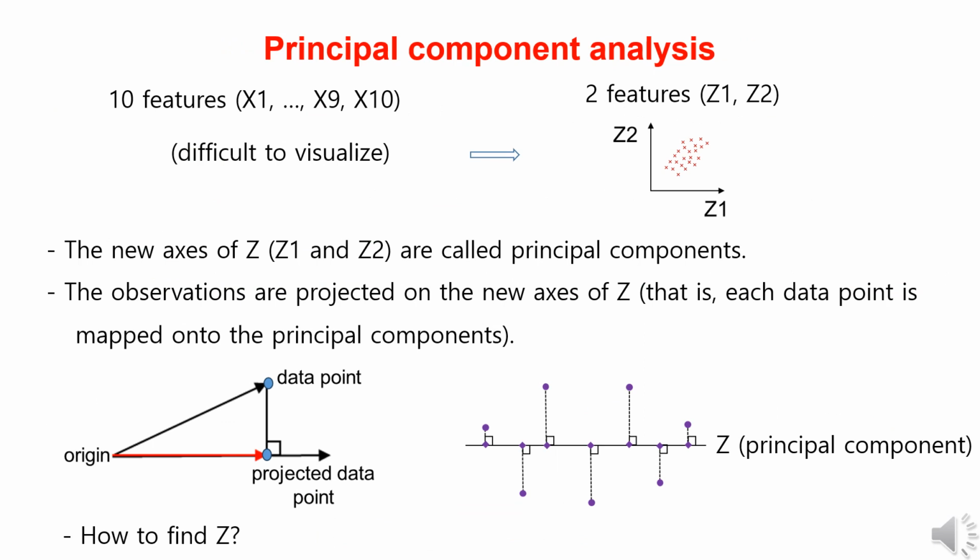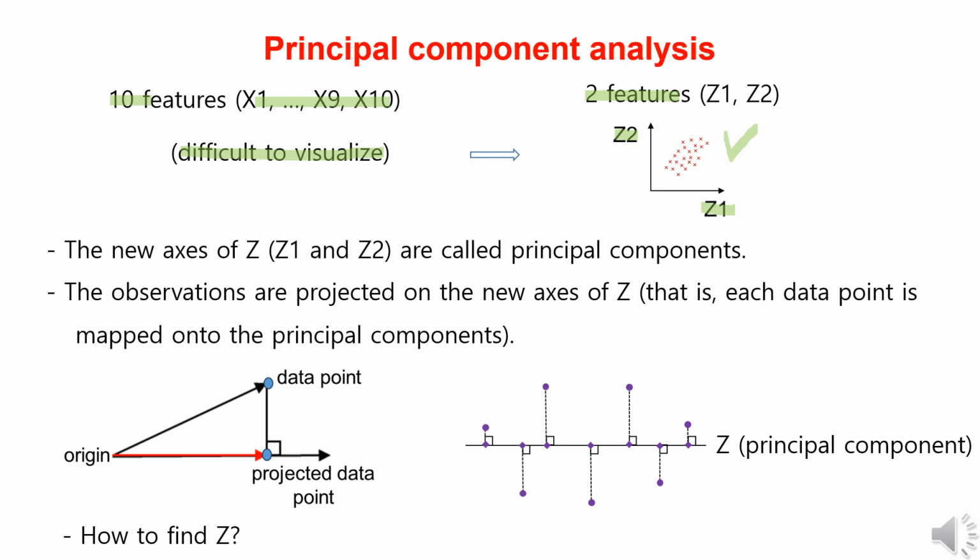When the number of features is 10, visualizing the data in graph form can be difficult. However, if we can reduce it to just 2 features, like Z1 and Z2, it becomes much easier to visualize the data in a 2-dimensional graph. This is one of the crucial reasons for performing dimensionality reduction.